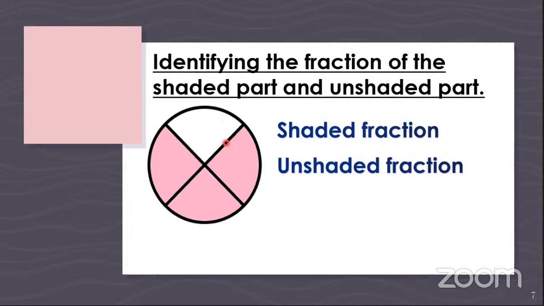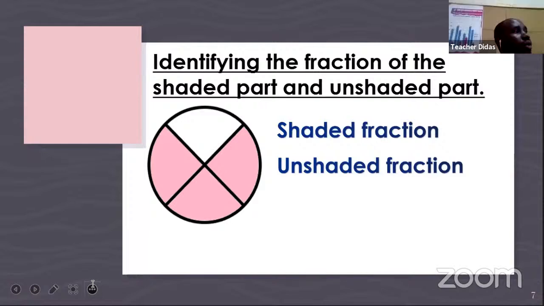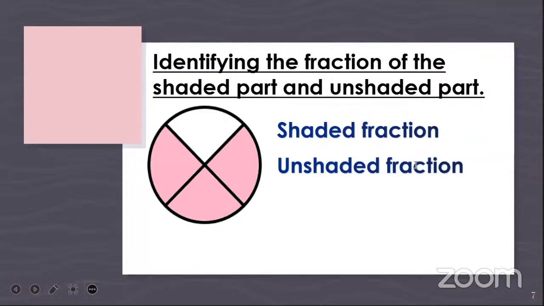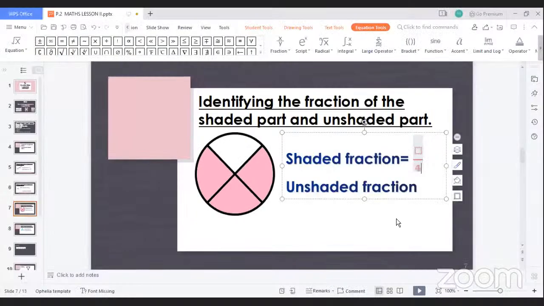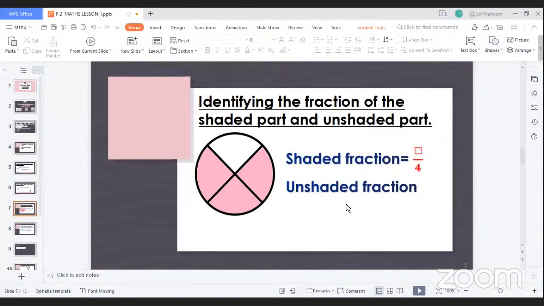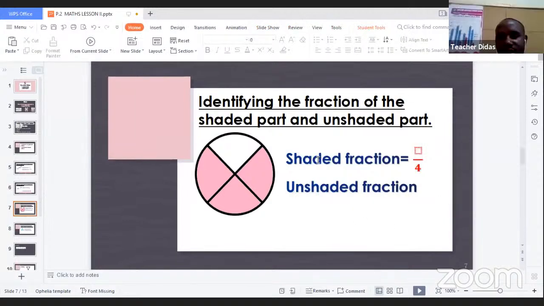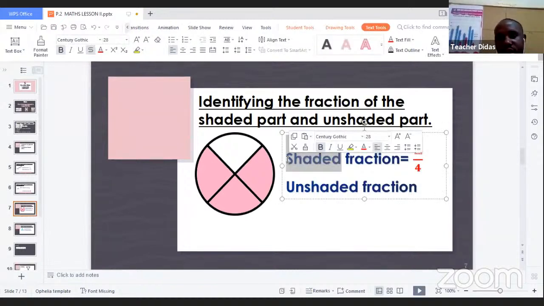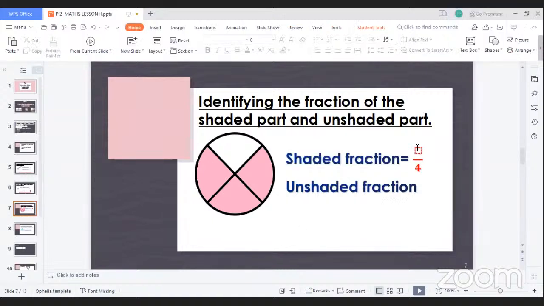1, 2, 3, 4. Okay, so we begin by counting all the parts. So all the parts are what? They are 4 altogether, and we shall put it down as our denominator. Then next we count the shaded ones, the ones which are shaded, and we shall put the answer up as our numerator.